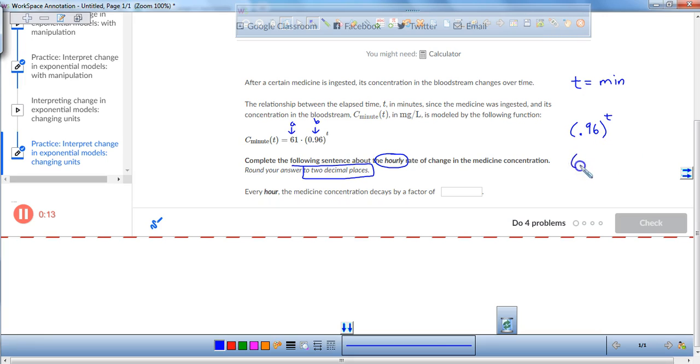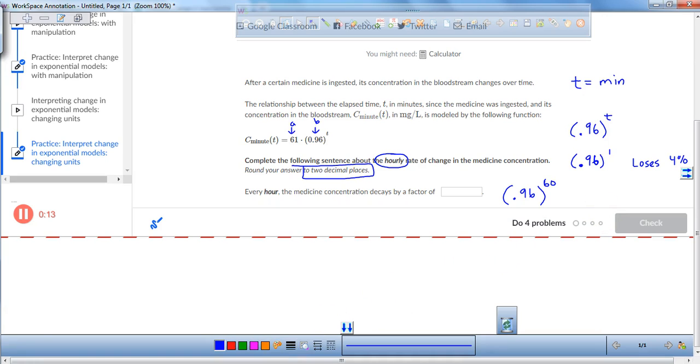So basically think of it this way. In 1 minute, it keeps 96%, all right, of whatever it has, and it loses 4%. So right now, every single minute it loses, ready? It loses 4%. So how much would it lose over an hour? So think about it this way. If it loses 0.96 per minute, per 1 minute, how much would it lose in, say, 60 minutes? All right? Because there's 60 minutes in an hour.